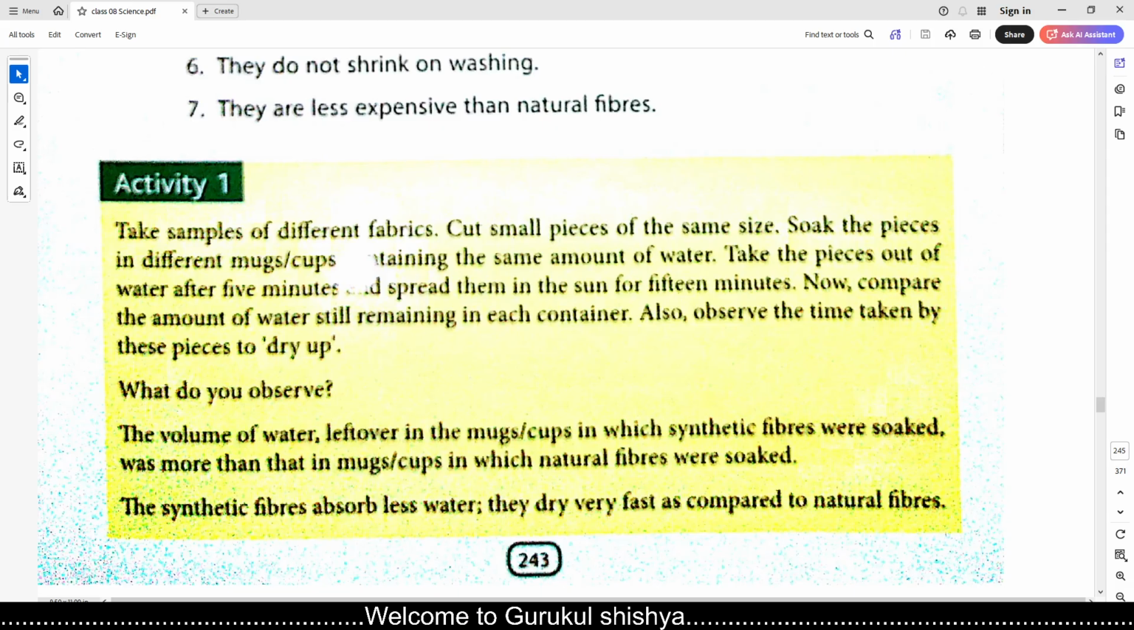Also observe the time taken by these pieces to dry up. What do you observe? The volume of water left over in the mugs, cups in which synthetic fibers were soaked was more than that in mugs, cups in which natural fibers were soaked. The synthetic fibers absorb less water, they dry very fast as compared to natural fibers.